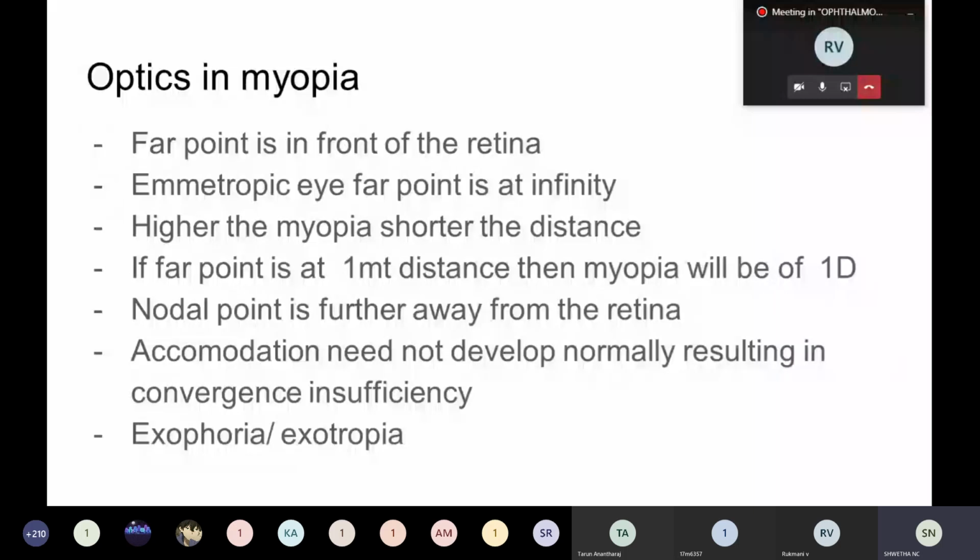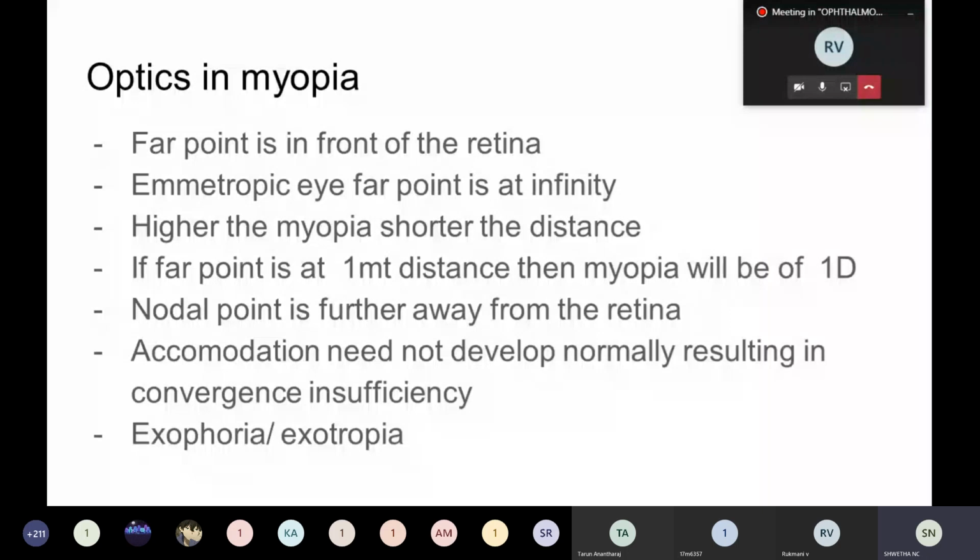Here the far point is in front of the retina. We have defined myopia as the rays falling in front of the retina, and that we call the far point. In emmetropia, the far point is at infinity because we don't know where the rays are coming from, so we call it infinity. In higher myopia, the far point is at a shorter distance. For example, if the far point is at 1 meter distance, then myopia will be about 1 diopter. And the nodal point is always further away from the retina.